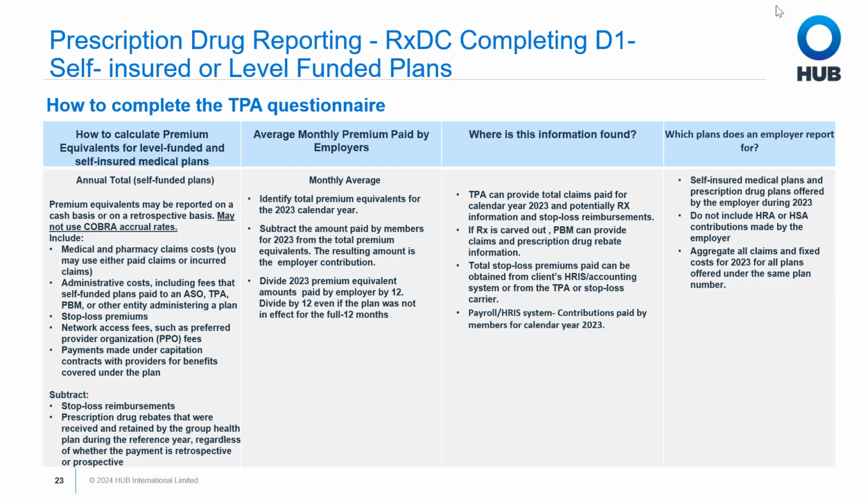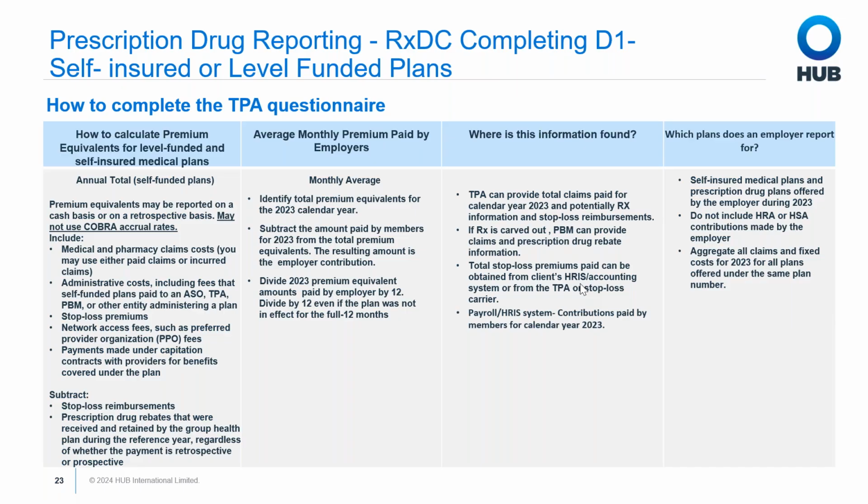In addition to that, it is important to understand where I can gather this information to conduct those calculations. Your TPA can certainly provide you with the total claims paid in 2023 or incurred in 2023, and potentially may know some of the pharmacy expenses, claims paid in 2023, assuming that the TPA is integrated with your PBM, as well as stop-loss reimbursements paid. If your pharmacy is carved out, you will most likely have to work with your PBM to access that information, as well as rebates paid.